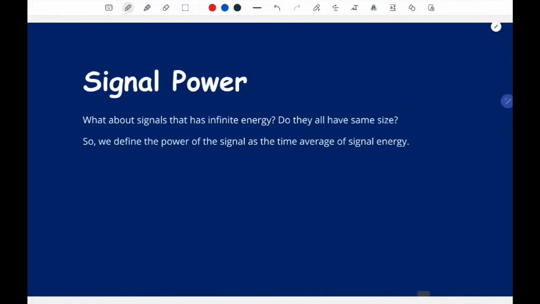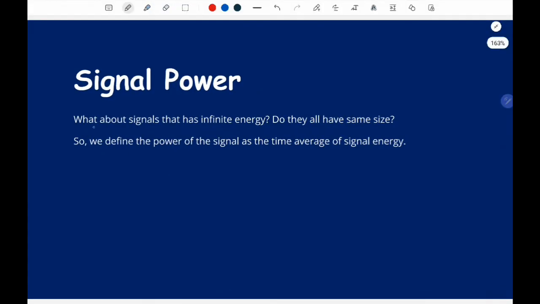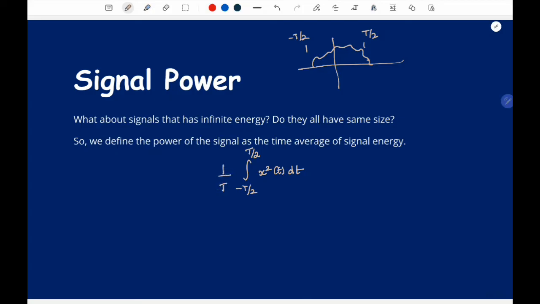Then we define signal power. The same question I had asked: what about signals that have infinite energy? Do they all have the same size? No. So we define the power of the signal as the time average of the signal energy. What do you do? You take a particular interval, let's say minus T by 2 to T by 2, and there is some signal here. You find the area under this, so x square of t dt from minus T by 2 to T by 2, and you take the average of that.